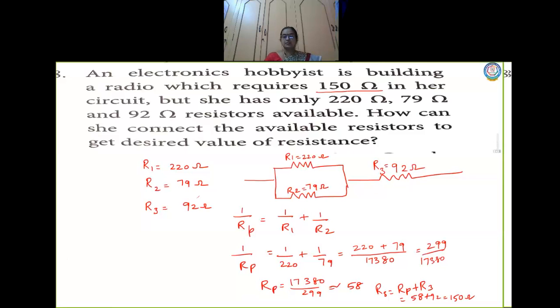Now this radius of the wire is determined using a screw gauge. Hope you remember how to take the radius of a thin wire using a screw gauge, which we have already read in 11th standard. So that you have to do.